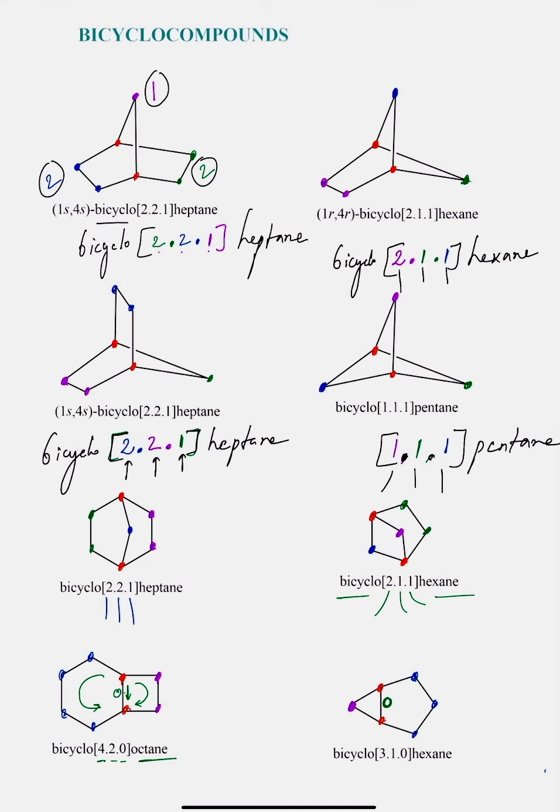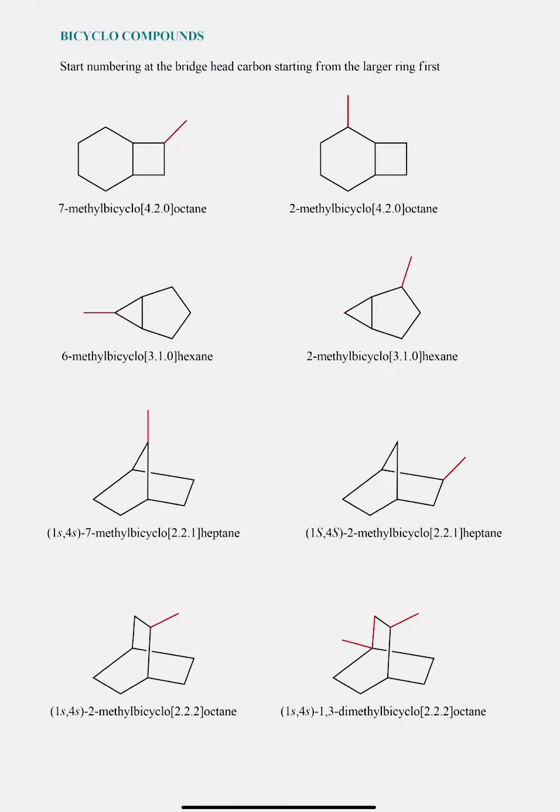Let me come to the next slide where we have some substituents. Whenever you are considering bicyclo compounds, and if there are substituents, you need to give the locants. Now how to give the locants? Whenever you have bicyclo compounds, you always start numbering from one of the bridgehead carbons, and then you proceed to the larger ring first. Important, proceed to the larger ring first, and then you come around and go to the smaller ring and finish your numbering.